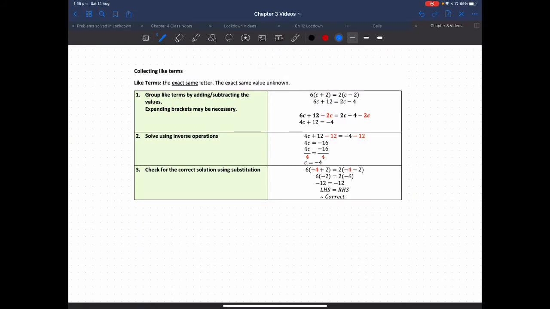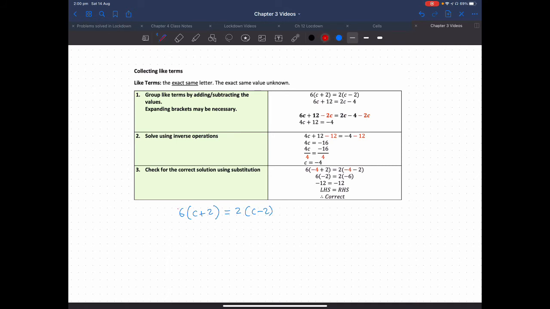This example looks more complicated. It's going to involve us collecting like terms. That is, terms that have the same letter. So we're given a question where we've got 6 bracket c plus 2 close bracket equals 2 bracket c minus 2. So what I'm going to do first is expand the brackets.